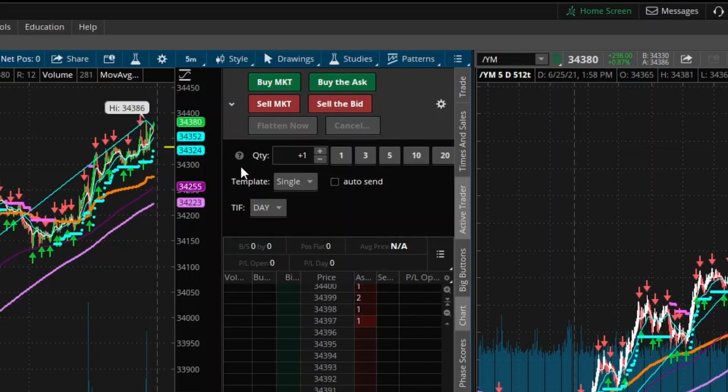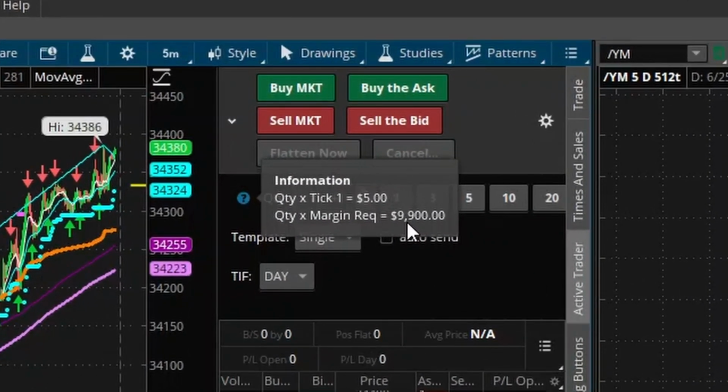Basically, there's a question mark on the left here. This is just for Thinkorswim from TD Ameritrade. It may be similar from another brokerage, but what I'm using is TD Ameritrade's Thinkorswim. For one contract of the YM, it shows here that the margin requirement is $9,900. And the tick value means that for every one tick move, you will either gain or lose $5.